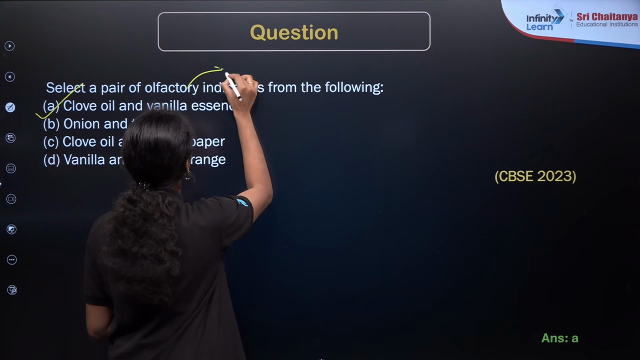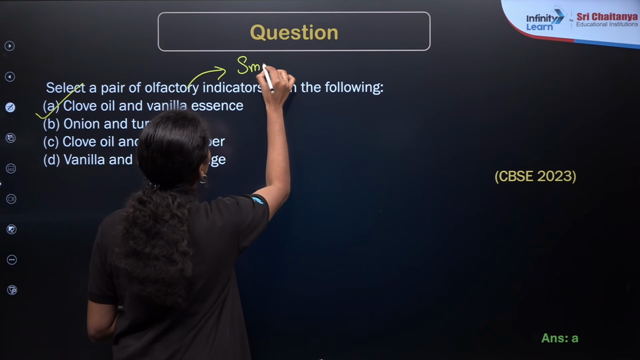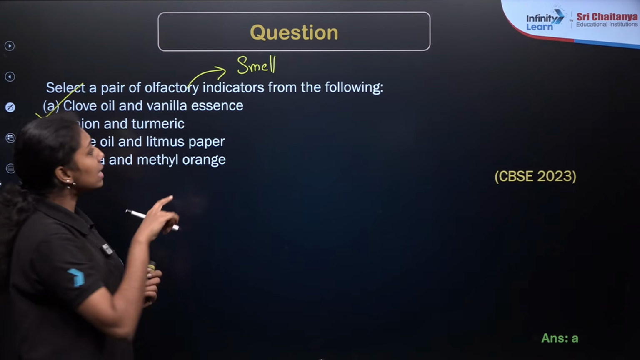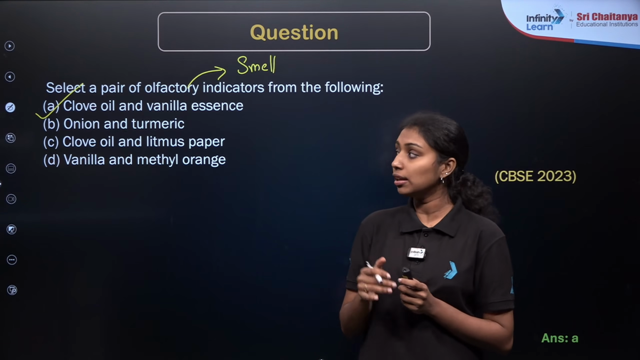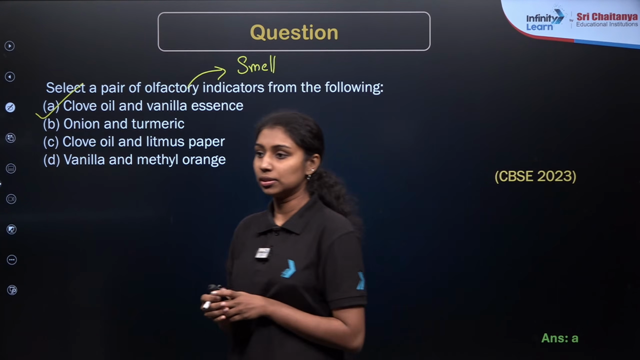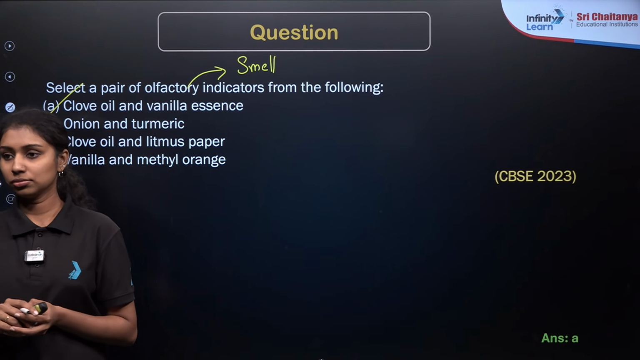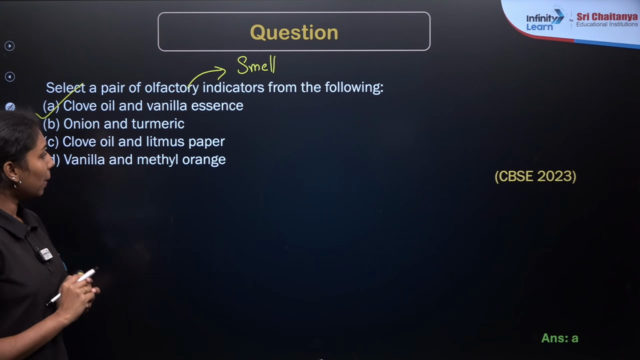Olfactory indicators means it is based on the smell of the indicators, right? So clove oil and vanilla essence are the examples of olfactory indicators given here. We have already studied the different types of indicators there. Okay, parent acid and parent base, right?